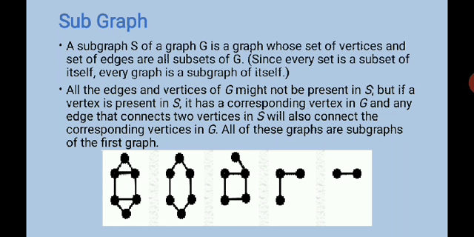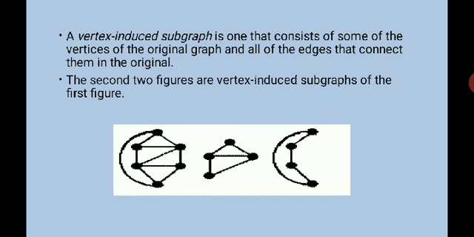See, if I look at this figure, the very first figure and all the ones after are subgraphs of the first graph, right? So the vertices are a subset and the edges are also a subset of the main graph.